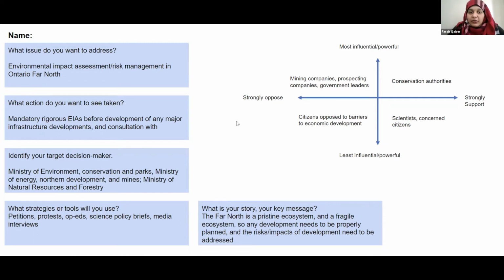And as for your power map, you've pointed out that conservation authorities are the critical allies or stakeholders in this. Mining companies, prospecting companies, and government leaders may be on the opposition. Citizens who are opposed to barriers to economic development would oppose this, and then scientists and concerned citizens would strongly support. So that's a really interesting one.